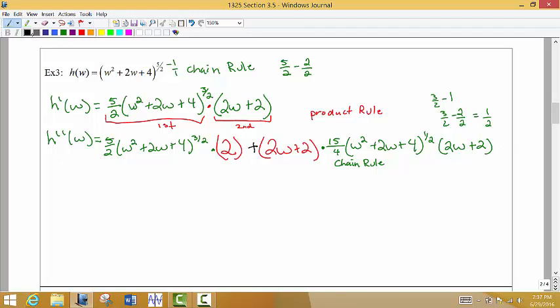Alright. Now, once again, you can stop right here. 100% correct. Type that into WebAssign. Good to go. If you want to stop there, you can. If you choose to start to simplify, then that's fine too. Let's say that we choose to simplify just a little bit here.